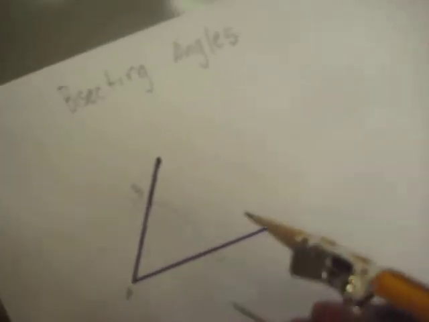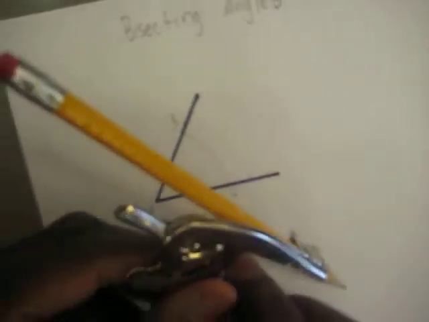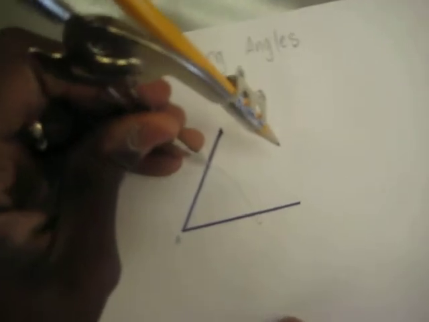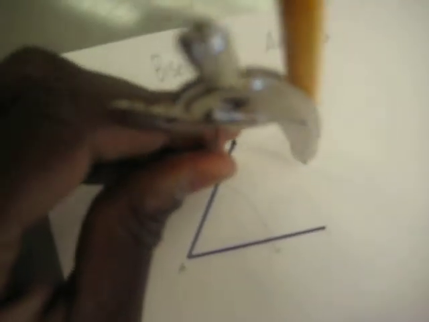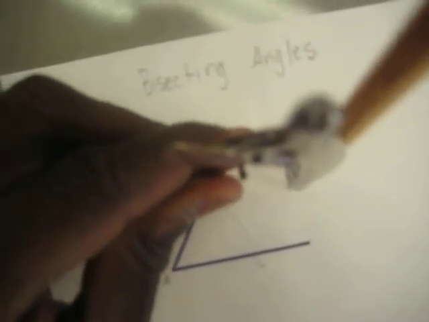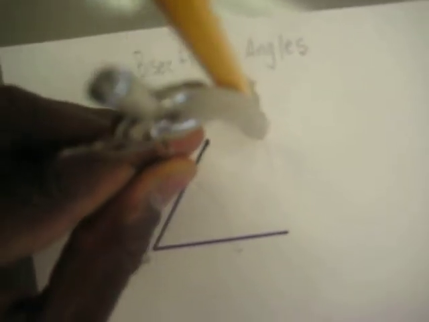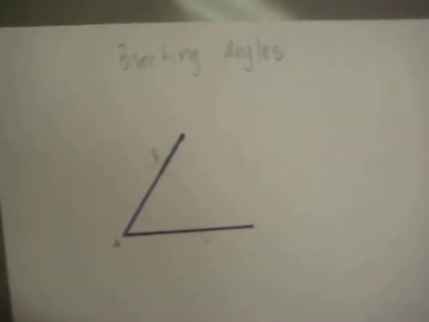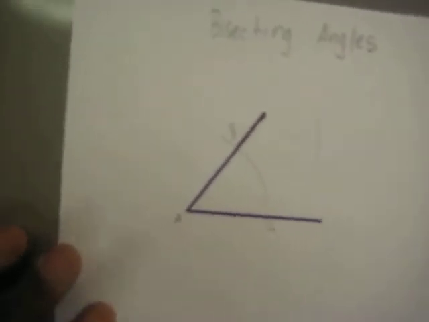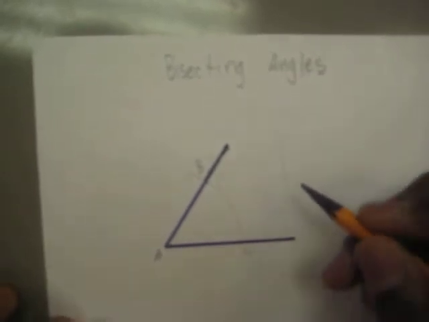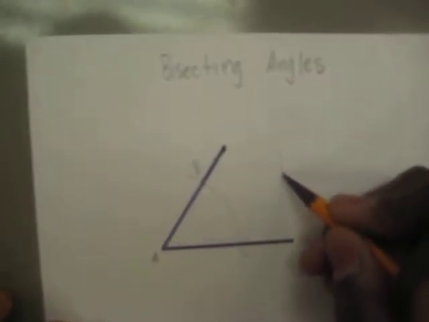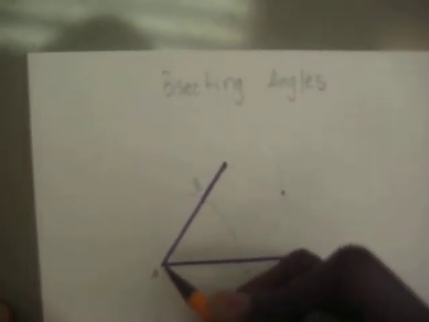Everybody see that? Good. Now I'm going to come to point B and do the same thing, and really what I'm trying to identify is a point of intersection. So there we go, we have the arc drawn from point B. Now the last step is really just to connect the point of intersection of your arcs in between the angle and the vertex.